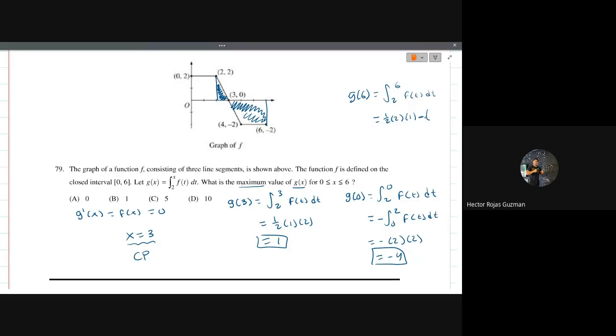the trapezoid right here, the length of A is 2, the length of B is 3, divided by 2. The height of the trapezoid is 2. I'm not going to put -2 since I already wrote a negative in the front. And this becomes -4. So the maximum value happens at x equals 3, and it's 1.